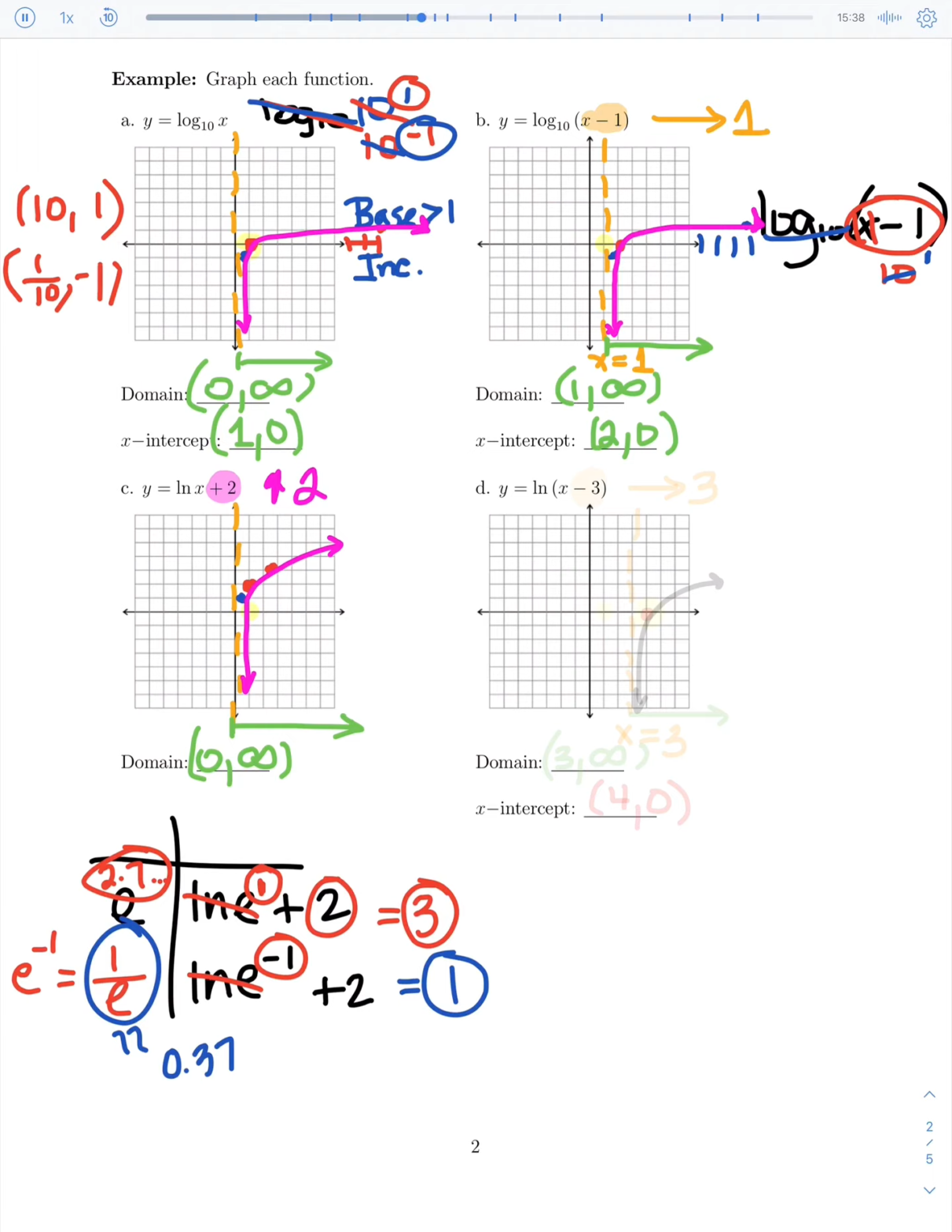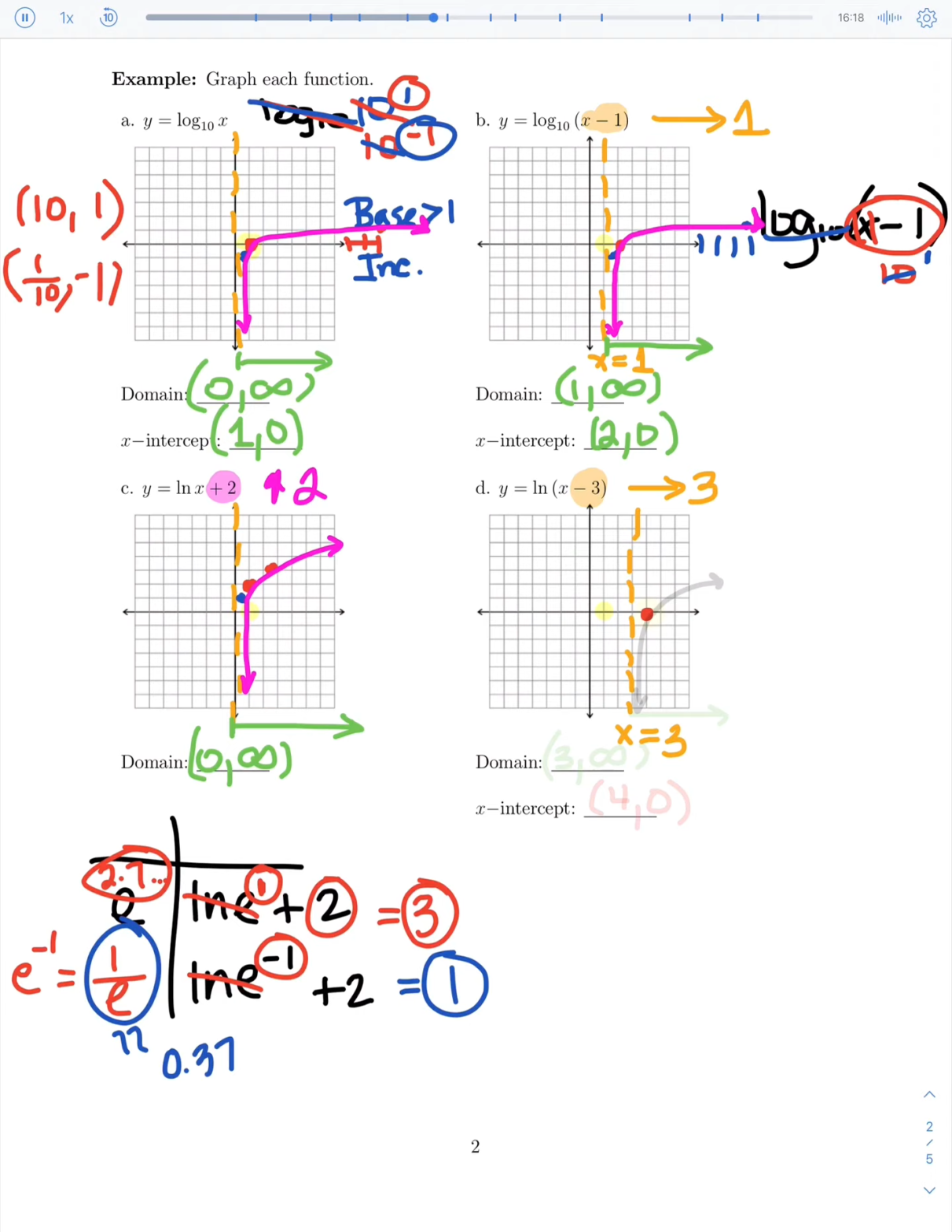Let's look at problem D. In problem D, notice we have a -3 here. It's inside, so we're back to shifting our graph left or right. In this case, it's a -3, so we're actually going to shift it to the right 3. So our vertical asymptote, which is normally at 0, is now going to be at a positive 3. It'll be at x equals 3. Our point that we normally start out with is normally at (1, 0). Again, shifting it to the right 3, it will now be at (4, 0).